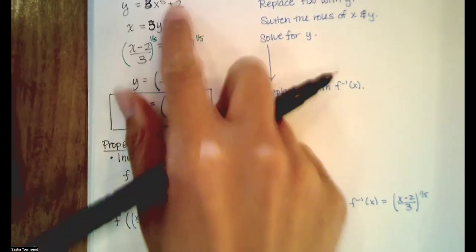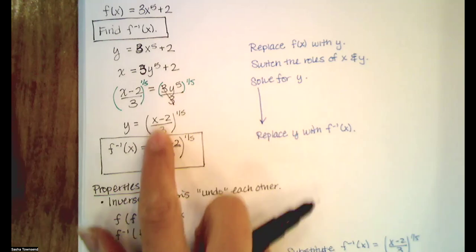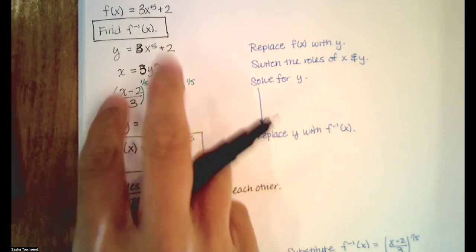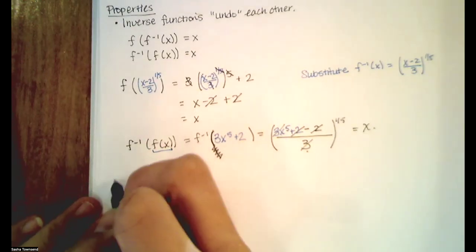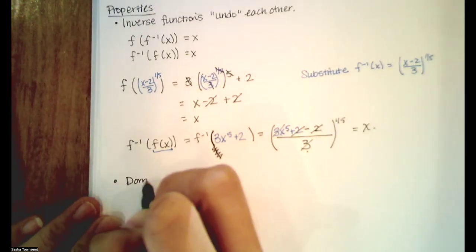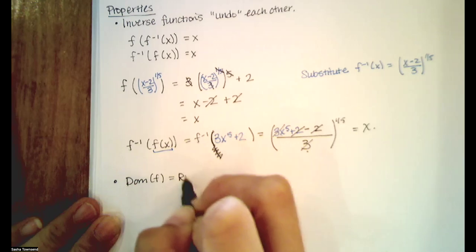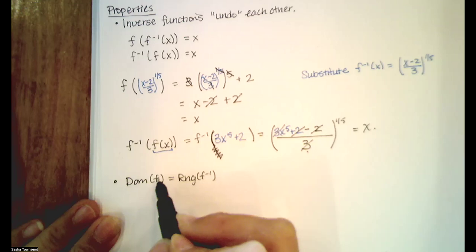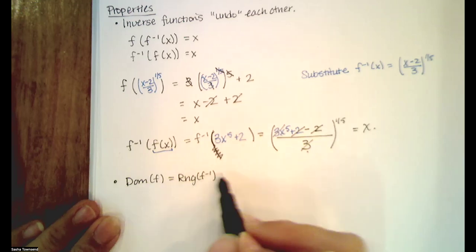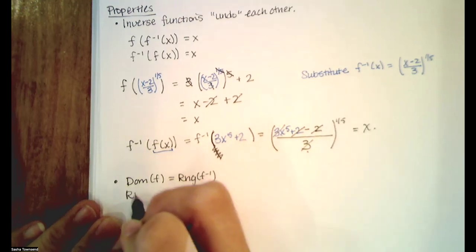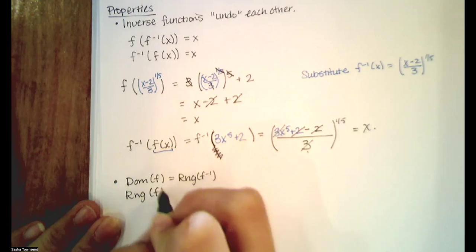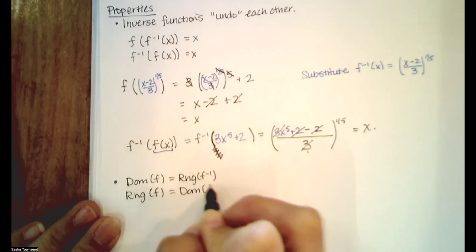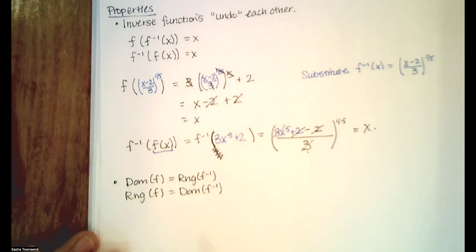Now, because of what we did, in order to get f inverse, we switched the roles of x and y. The domain of f is the range of f inverse. So all of the x values that we put into f become the y values of f inverse, and vice versa. The range of f is equal to the domain of f inverse. And I think that makes sense because we switched the roles of x and y.